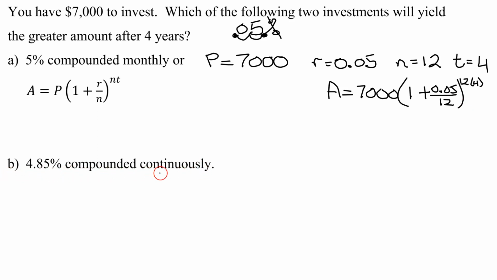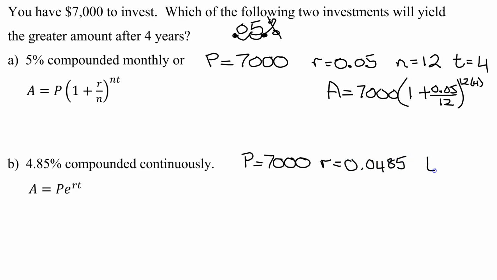Since Part B compounds continuously, I'm going to need the formula A equals P E raised to the RT. Now the principal, the amount invested, is the same as in Part A. It's 7,000. The interest rate is different. The interest rate is 4.85%. So remember, move the decimal 2 places to the left. So I'm going to get 0.0485.